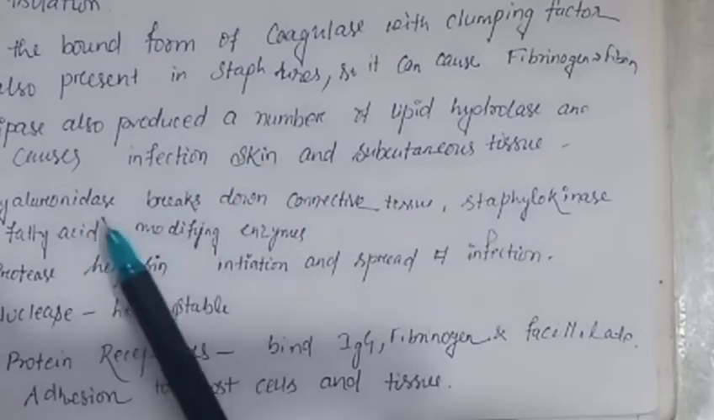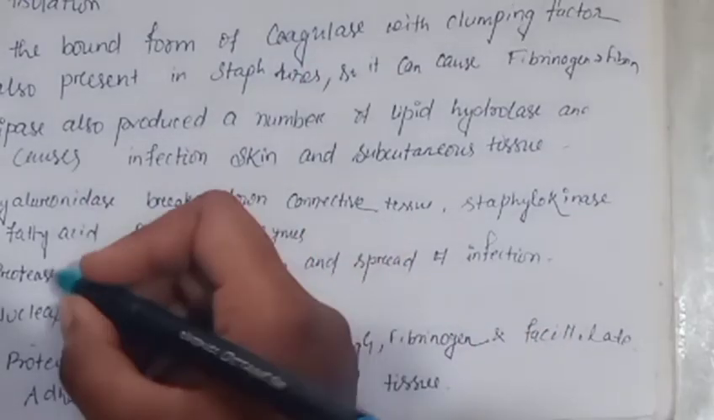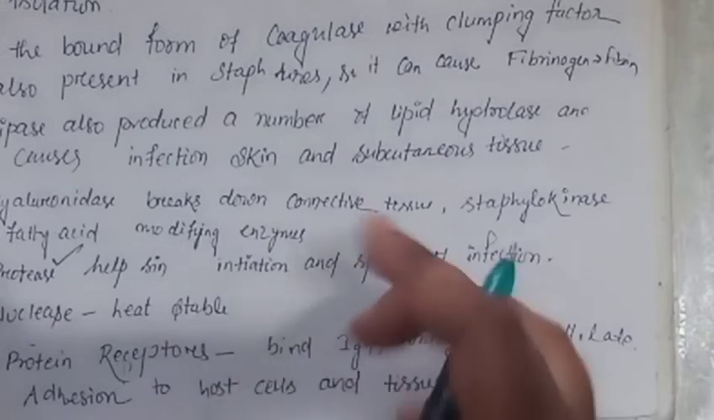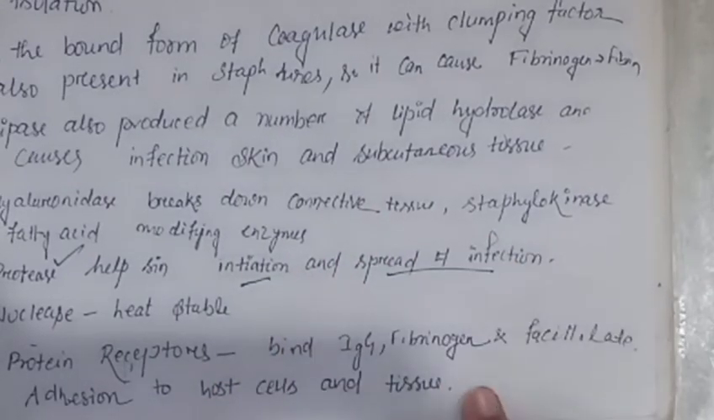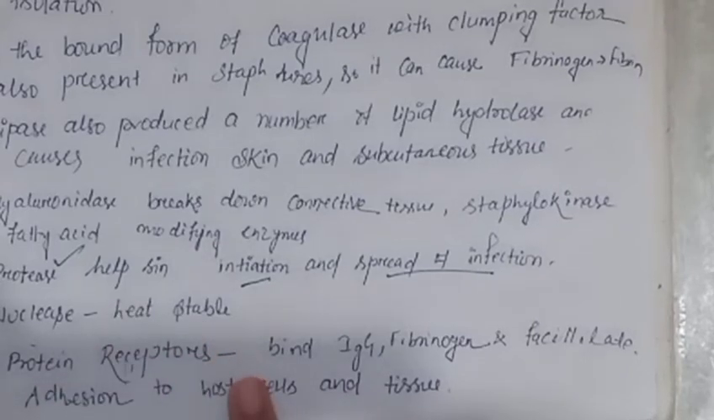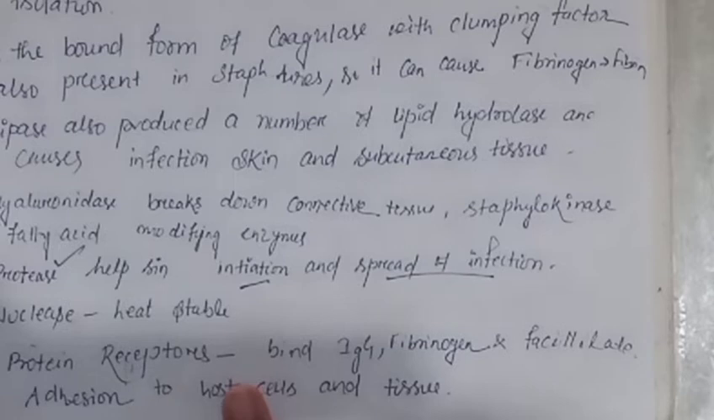So hyaluronidase, which is present in the staph, breaks the connective tissue and causes spread. Staphylokinase and fatty acid modifying enzyme are also secreted. And there is also a protease present, which helps in the breakdown of protein, which helps in the initiation and the spread of infection. Also the nuclease, which is heat stable and causes degradation of nucleic acid of the cell.